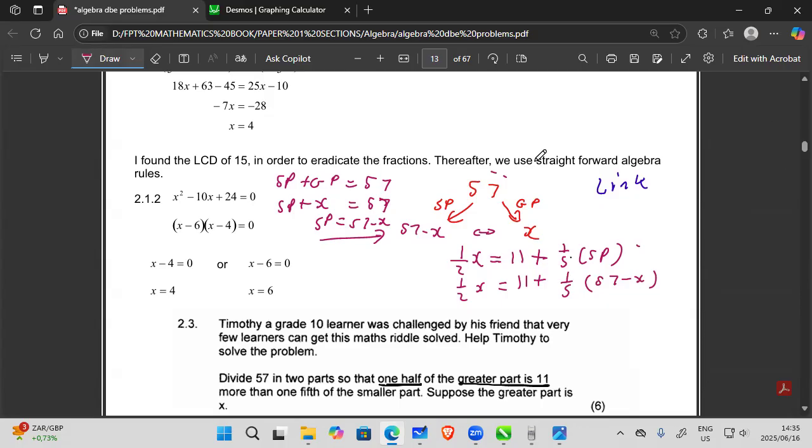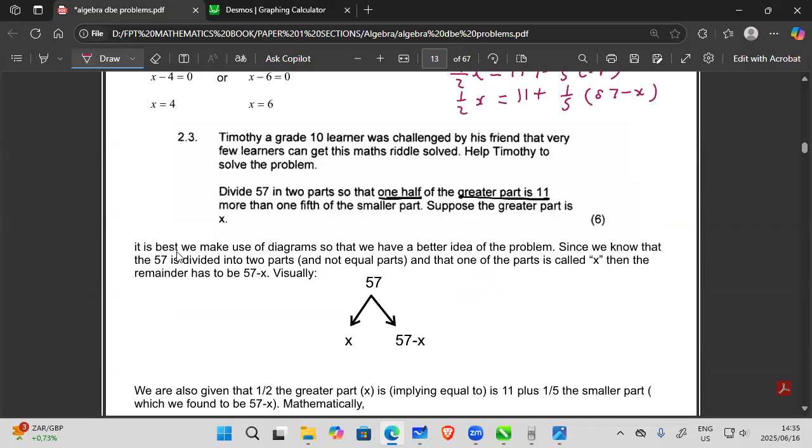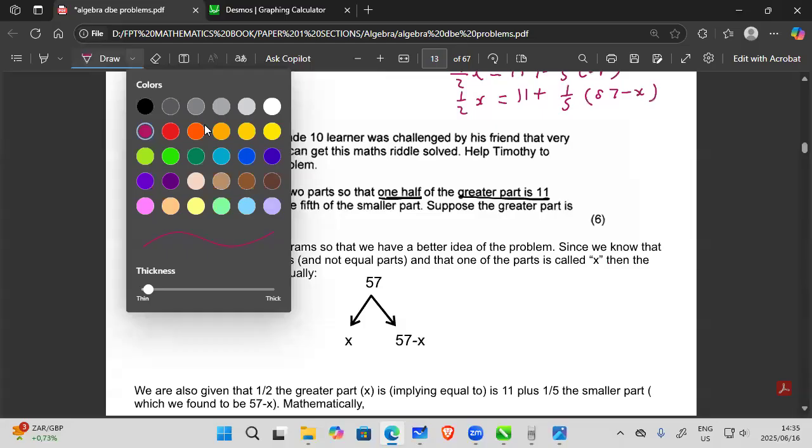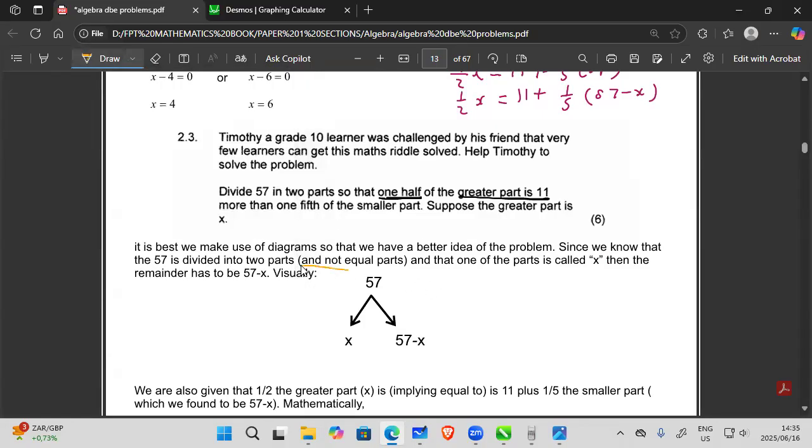Right, so if I did it much more neatly here, it is best we make use of a diagram so that we have a better idea of the problem. Since we know that 57 is divided into two parts, now listen to this: not equal parts. That's a very powerful conclusion. It's just divided into two parts. If it was divided into equal parts, then I would have said 57 divided by 2. So it's divided into two parts and not equal parts.